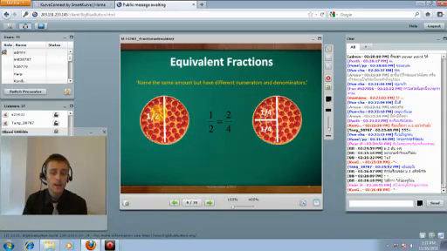In pizza 1, it's 1/2. A line is drawn down the center, and we are talking about 1/2 of the pizza. In pizza 2, we have 2 of the quarters marked. So we write it 2 out of 4. There are 4 possible quarters. We have 2 of them marked. These are equivalent fractions. They equal the same thing. 1/2 equals 2/4.